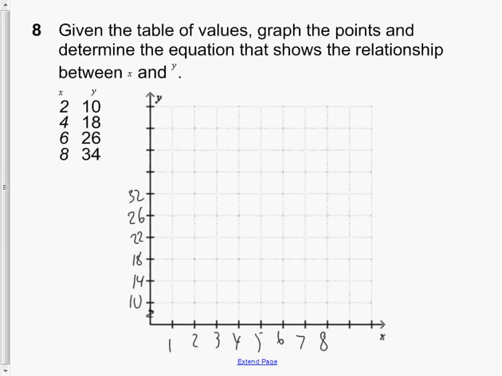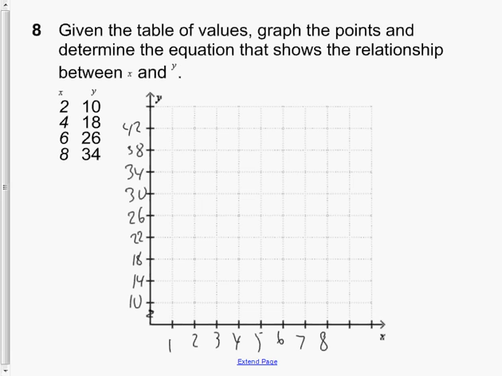Oh, I made a mistake on this, didn't I? 8, 8. Oh, I made a mistake. 4 is only 30 there. So 30 goes here, and 34 goes there, and 38 goes here, and 42 goes there. Really, your graph could be different, but you could still have it graphed properly.